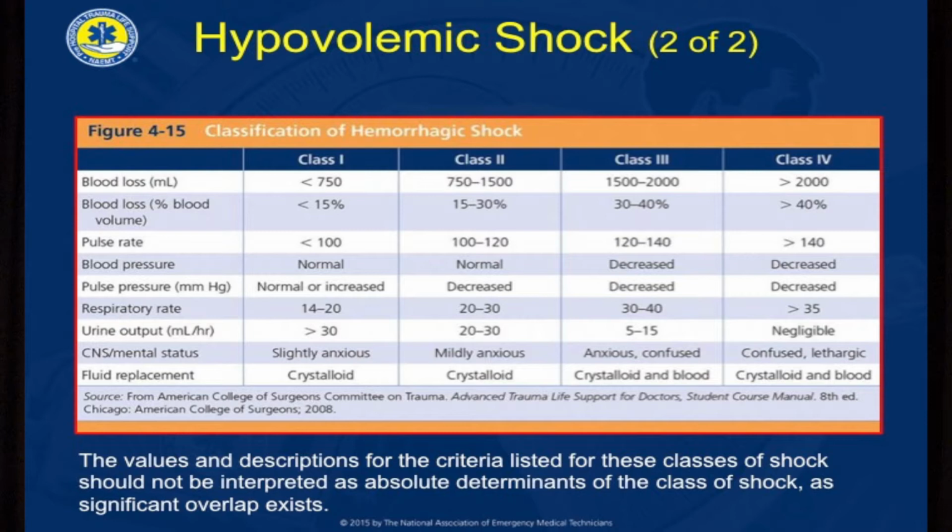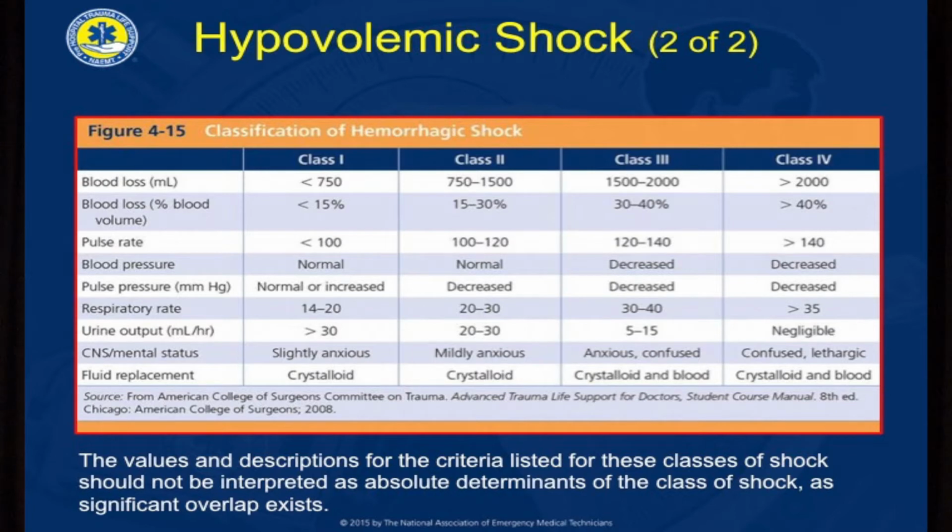So in the class 2, we've now got more blood loss, we've got a rise in heart rate, a rise in the respiratory rate, and a rise in the anxiety level. As we move into class 3, here's where our classic signs of shock show up. We now have 1.5 to 2 liters of fluid loss, 30 to 40% of our volume. Look at the heart rate going up.